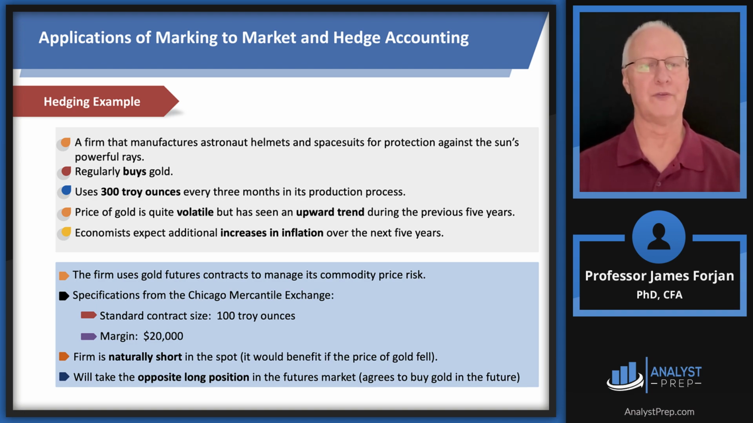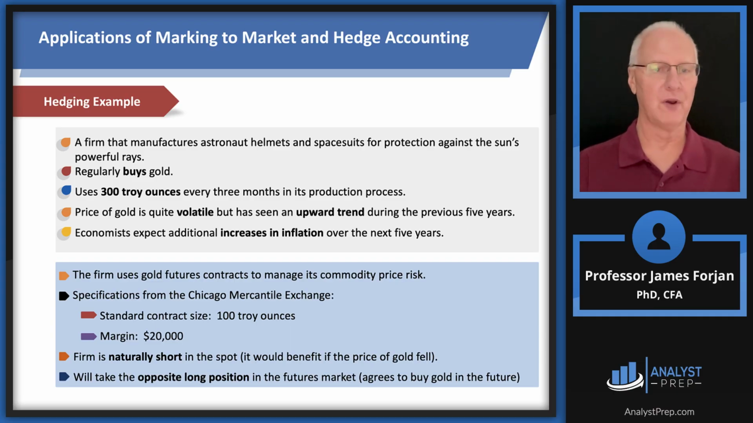Let's suppose that we're a firm and we regularly buy gold because we manufacture helmets and spacesuits, 300 troy ounces every 3 months. We know the price of gold is volatile. We've seen an upward trend. Economists expect additional increases in inflation over the next 5 years. So what do we want to do? We want to lock in a future value of the price of gold.